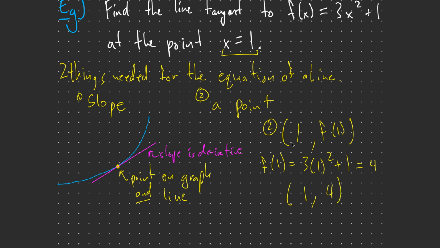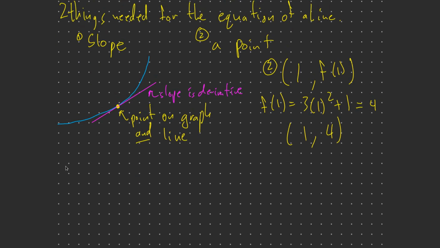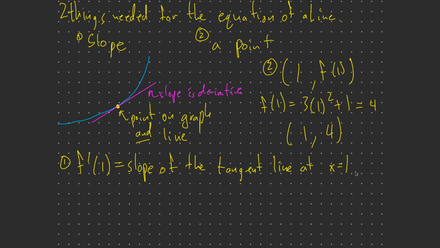This is my point on the line, and now I need a slope for this. Okay, so I need a slope. So to find the slope, right, I need to find f prime at 1. This is the slope of the tangent line at x equals 1. That's exactly conceptually what the derivative at a point does. That's what it means. It's the slope of the tangent line at that point.